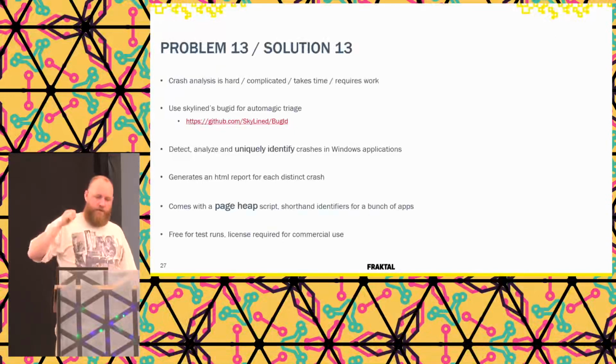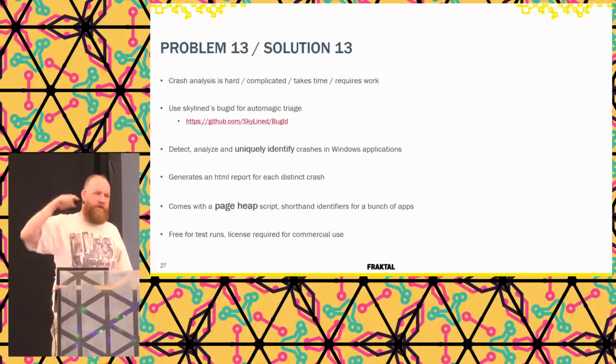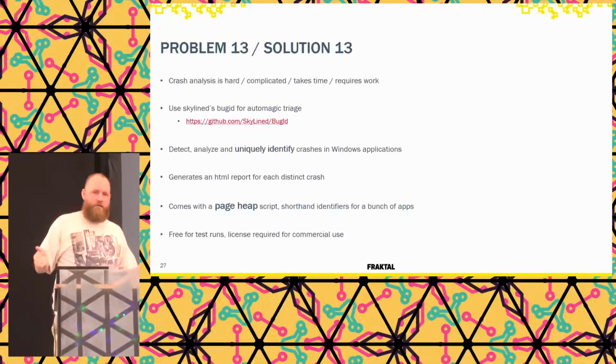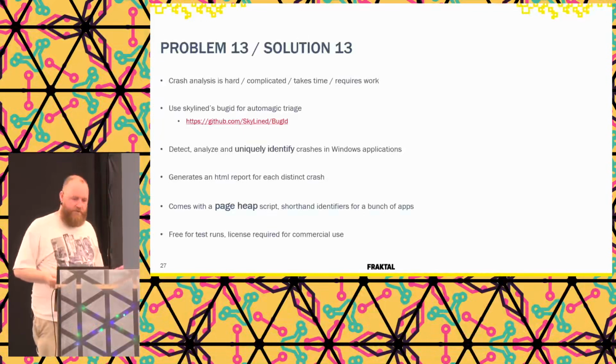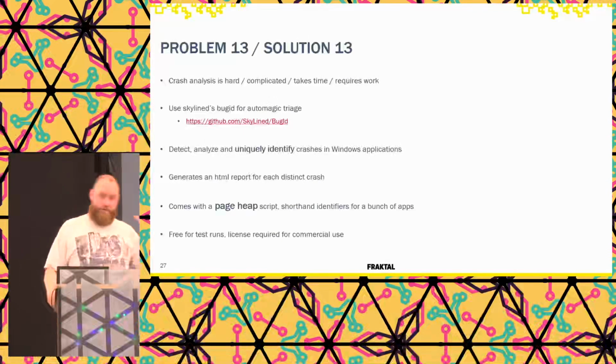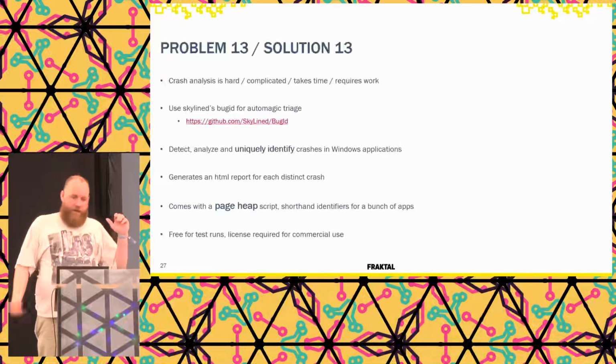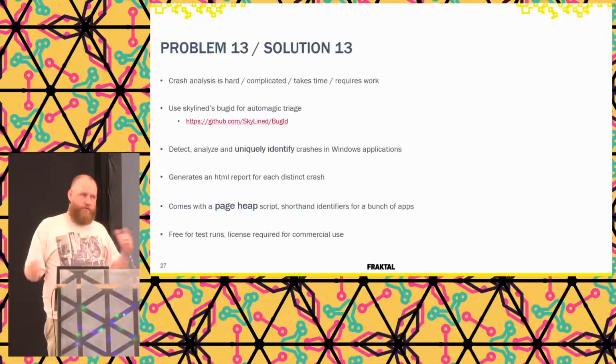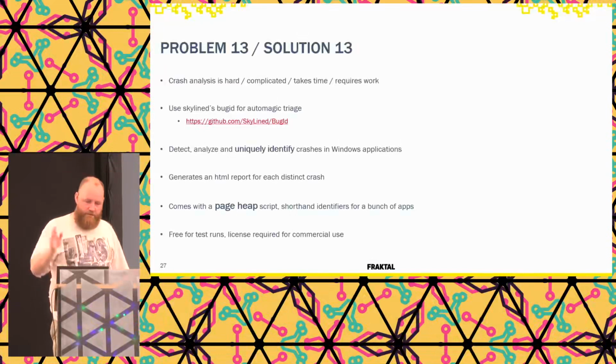But you can use Skyline's BugId for automatic triage of the vulns. So if anybody remembers, there was this WinDbg plugin called !exploitable. I'd say this is !exploitable on steroids times a lot, because this is actually very useful. It generates beautiful HTML reports and comes with some page heap script, so you can enable page heap for your app, or it has a bunch of defaults as well. It's free for test runs. You have to pay if you want to use it to make money.